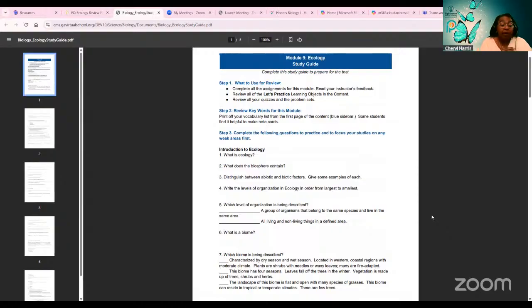Like I said, the biosphere being the earth, all the living things on the earth. But we also can't live without non-living things, which are water, air, sunlight, soil, any of those things that we need for life that are important for you to continue living. So those are your abiotic factors.